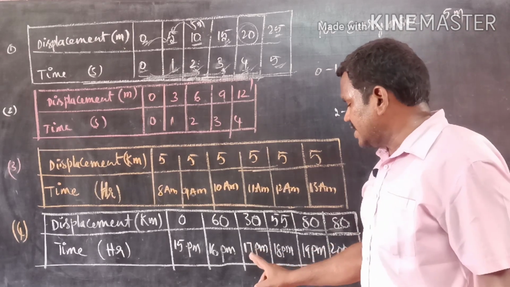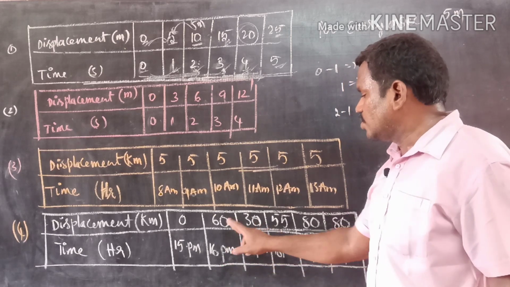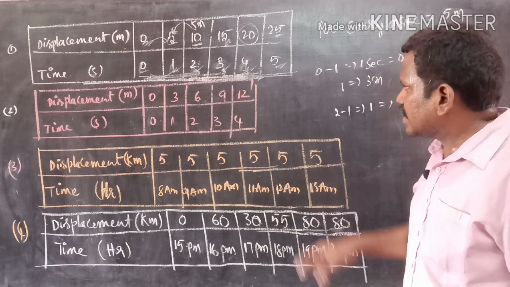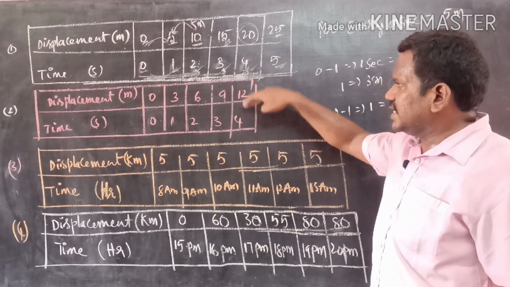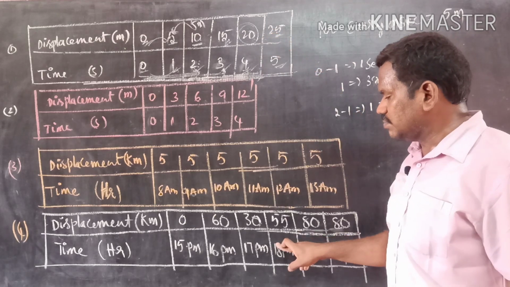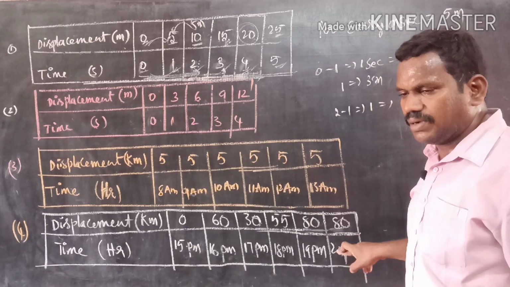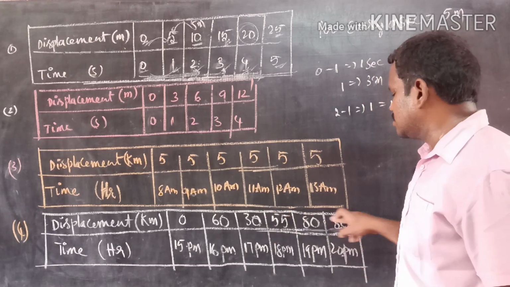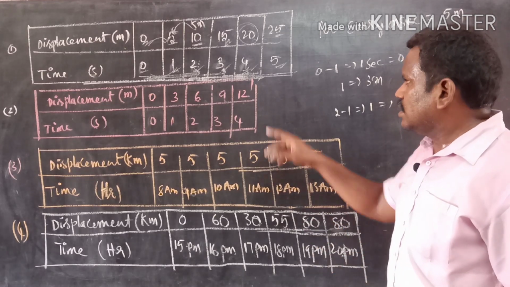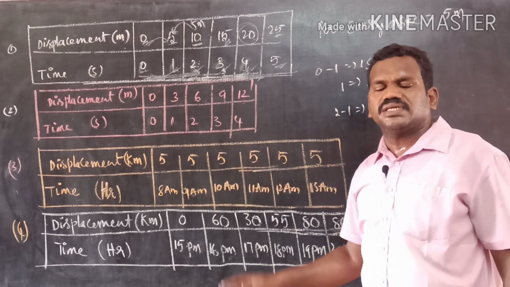No. Between 17 hours and 18 hours the body covered only 30 kilometers. Why? Because 60 minus 30 is 30 kilometers. In these examples, in equal intervals of time, the displacements are not equal. The time intervals are equal, but the displacement is not the same. This is called non-uniform motion. Time intervals must be equal, but the displacements may not be.